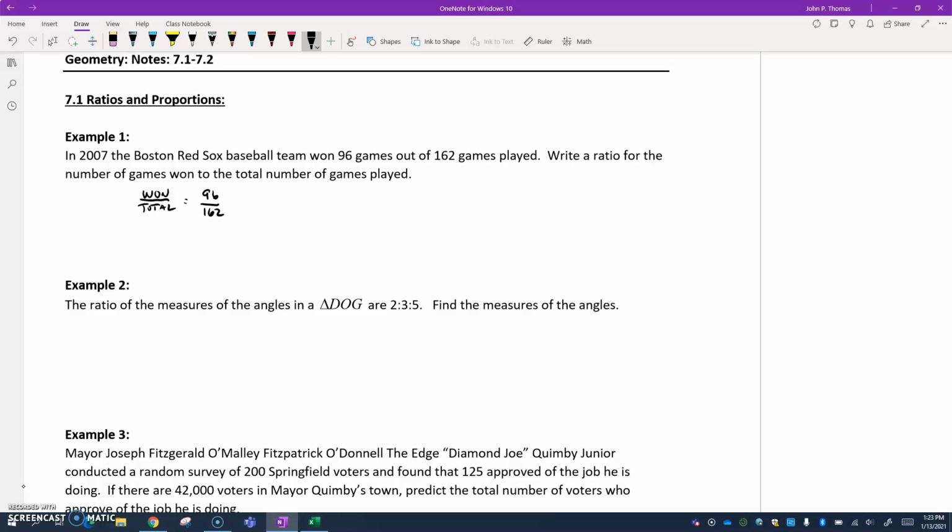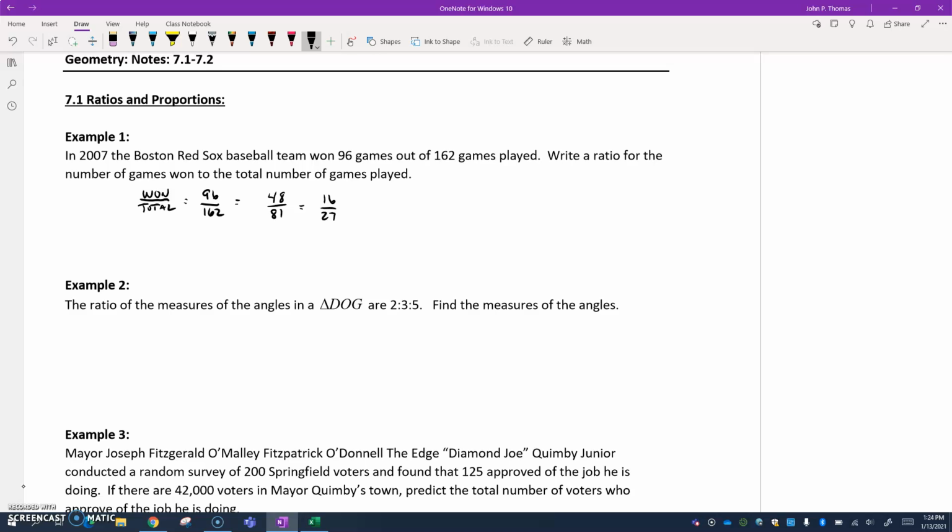All right, now ratios we can always reduce. So what I noticed right away is both of these are divisible by 2, so we have 48 over 81. Both of those are divisible by 3 again, so we've got 16 and 27. And at that point, that's completely reduced because there's no common factors.